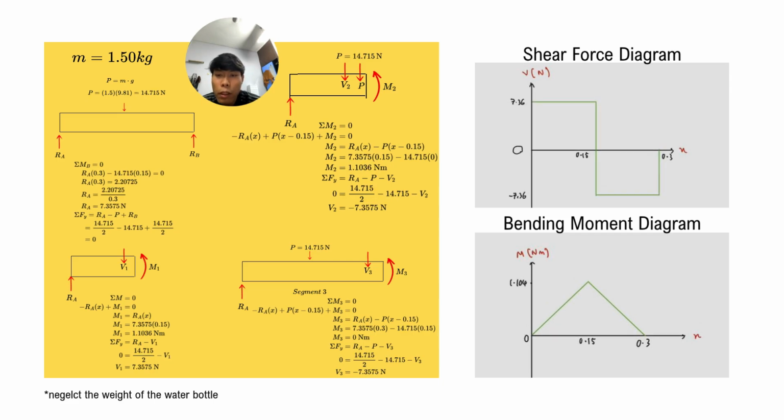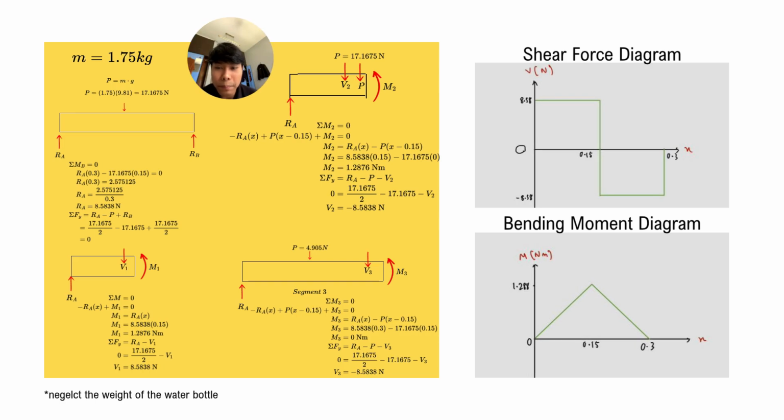So this is for load of 1.5 kilogram. We use the same method, which is we get the V value and moment value, V1, V2 and V3, and moment 1, moment 2 and moment 3. V1, V2, V3 equal to 7.3575 newton, and moment 1 equal to 1.1036 newton meter, M2 equal to 1.1036 newton meter, and M3 equal to 0 newton meter. And we also draw the shear force diagram and bending moment diagram.